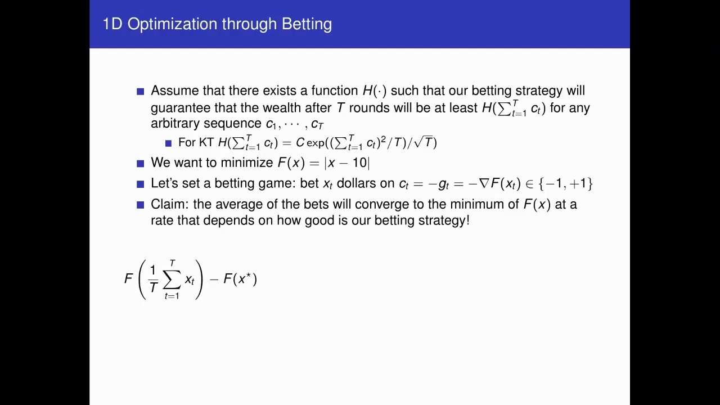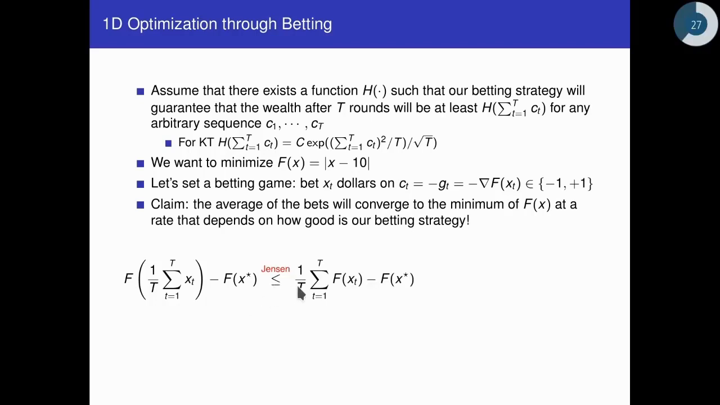My claim is the following. The average of the bets will converge to the minimum of the function. Not only that, the better is your betting algorithm making money, the faster you will converge. Okay, let's prove it. The function in the average of the bets must converge to the function in the optimum.